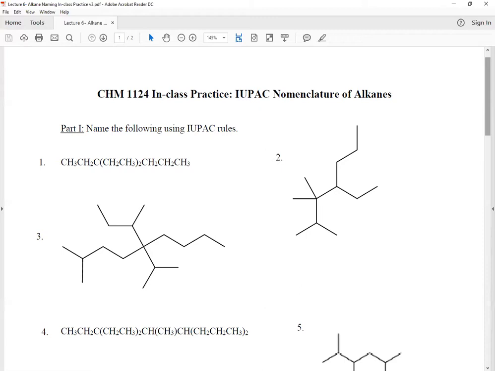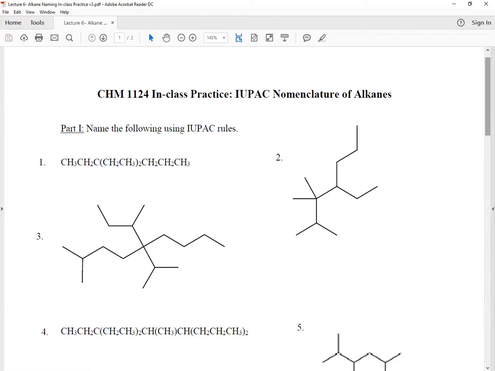All right, number 2. We need to figure out the longest parent chain. So let's count all our options. Either one of these is going to be the same. So 1, 2, 3, 4, 5, 6. 1, 2, 3, 4. 1, 2, 3, 4, 5, 6, 7. Pretty much all our options. So which one is it? It's a 7 carbon chain, right? Carbon number 1 going to be down here or up here? Down at the bottom, right?